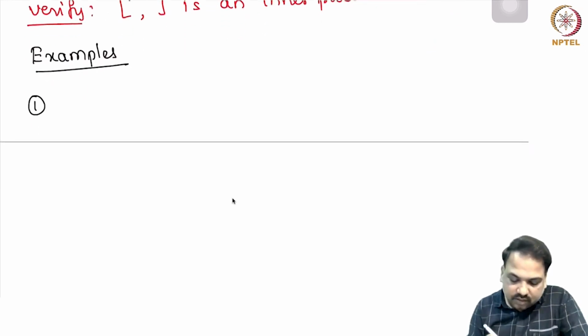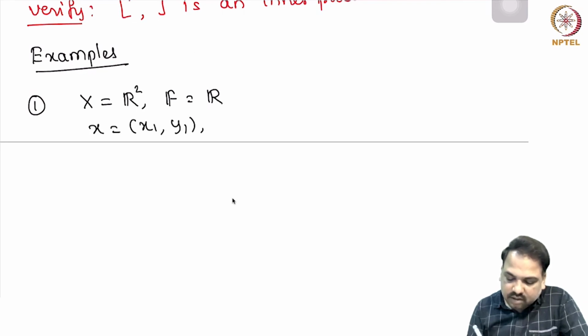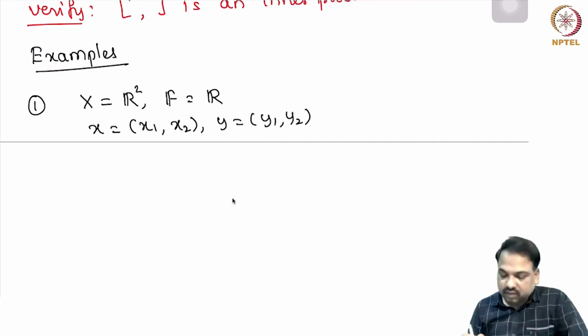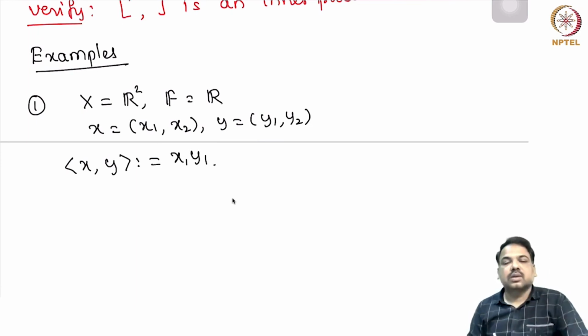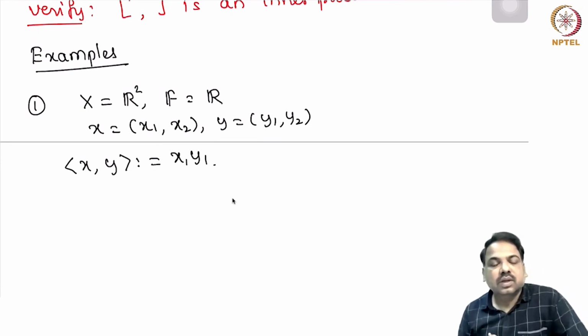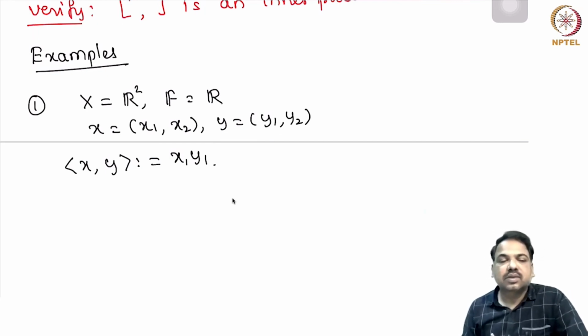The first one, let us recall from the earlier examples. Let us take X to be R2 and the field is R. Take X equal to x1 comma x2 and y as y1 comma y2. We have defined the semi-inner product of x with y as x1 y1. We have shown that this is a semi-inner product, and we can easily show that this is not an inner product.